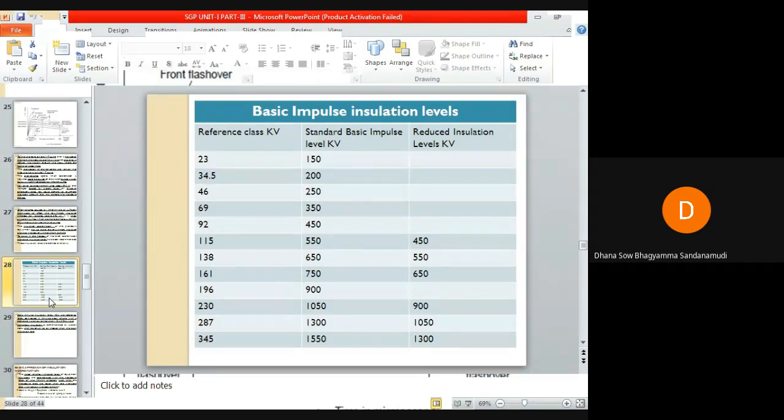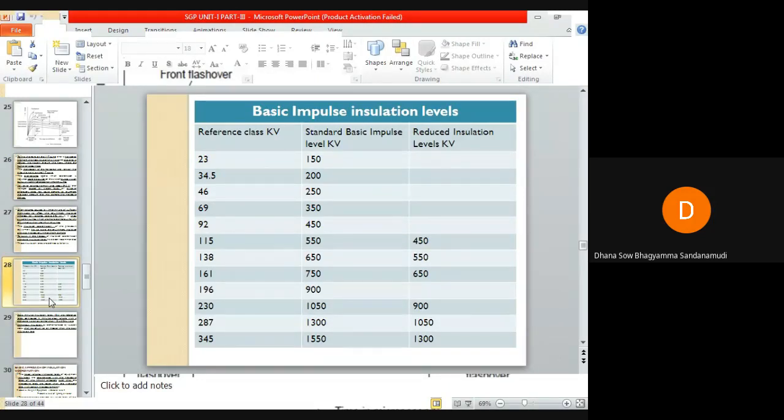If you are regularly attending my class, you will remember that once I told you I did my MTech project in CPRI Opal. There is an impulse generator.